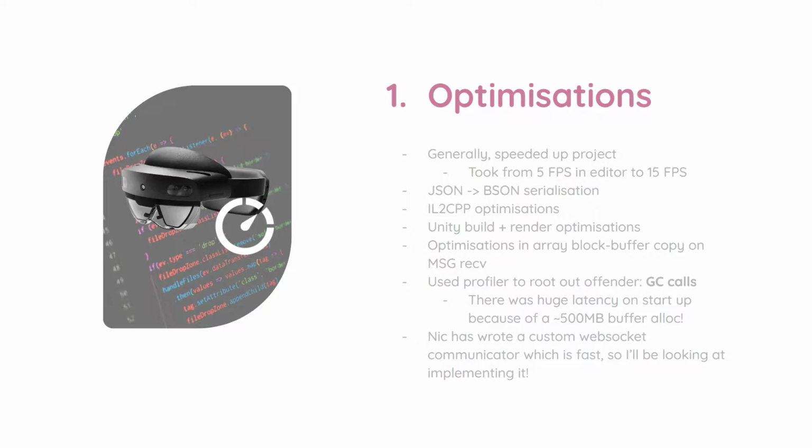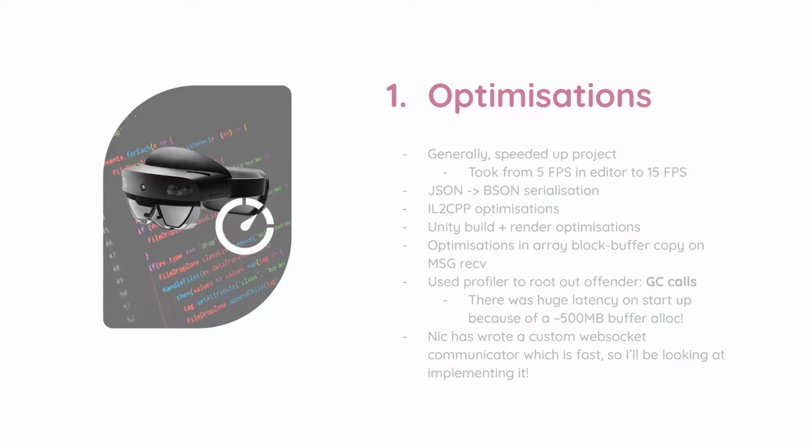One of the big ones was the way data from ROS was being copied across into the main thread, so I sped that up using a block buffer copy instead of just assigning it. I also looked at the profiler that comes with Unity. It's a very useful tool, and it said that garbage collection was through the roof. There was huge latency on startup because of a massive 500 megabyte byte buffer allocation, and I've routed that out. I've routed out most GC calls, so it runs a lot faster.